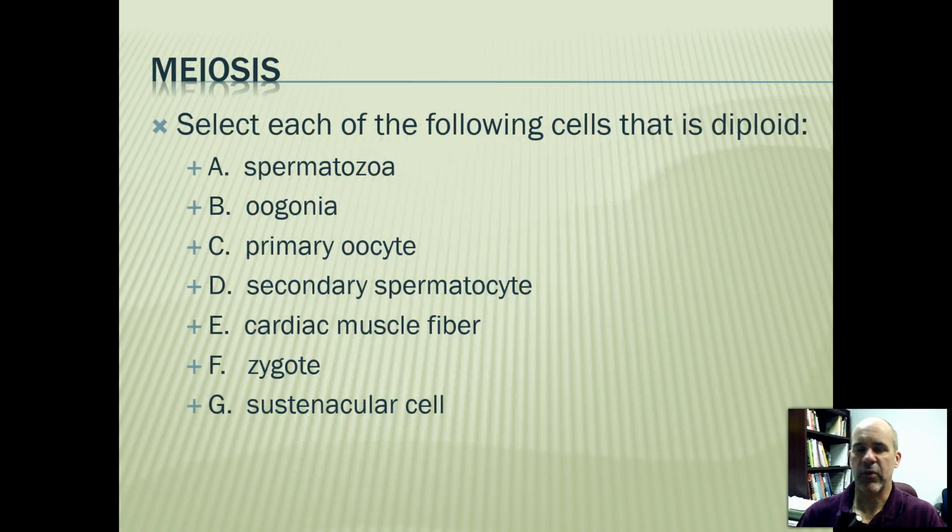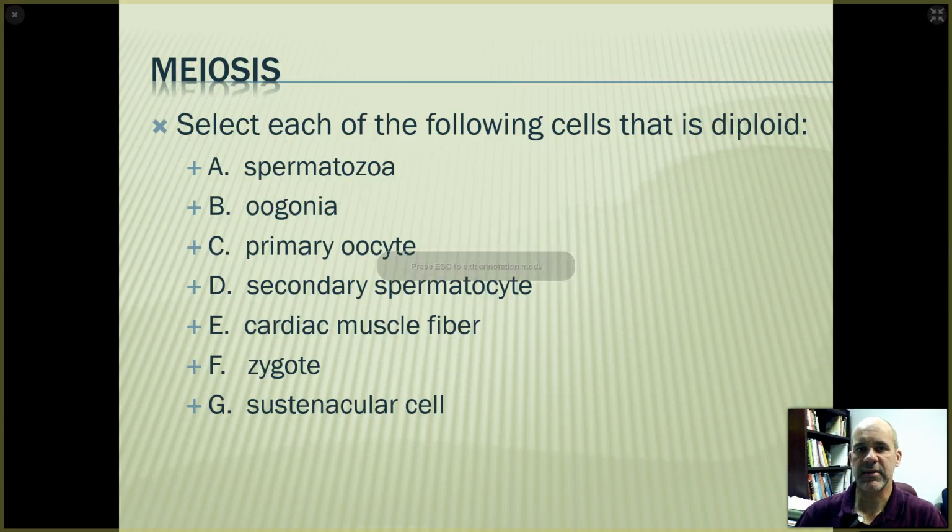All right, so here's an example question. This is one of those select all that apply. Remember, with those, just go down the list of answers and treat each one like a true false. Select each of the following cells that is diploid. All right, spermatozoa. Spermatozoa is another term for a mature sperm cell. So is that going to be diploid? Hopefully not.